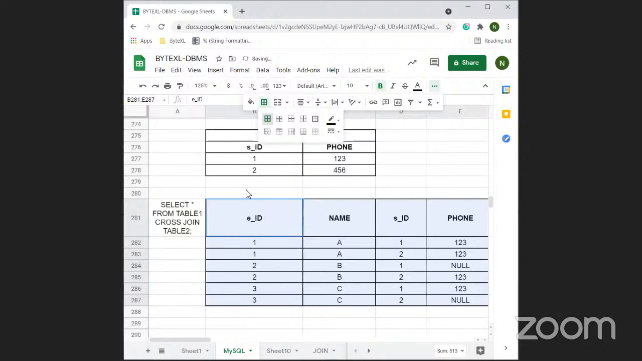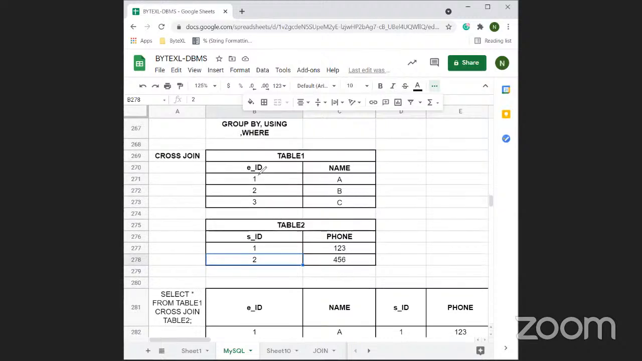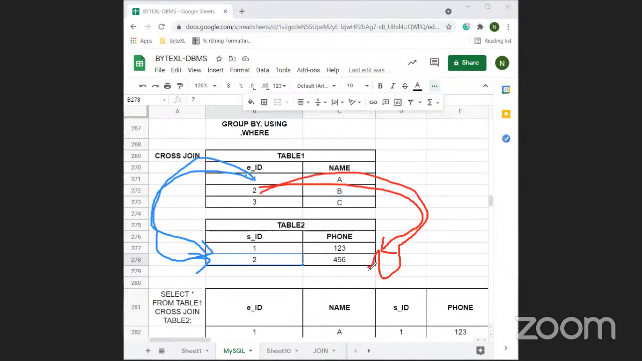Do cross join. If from normal mathematics, if you see, 1 will be mapped to both 1 and 2. Each value is mapped to all the two values of other table. Then 2 of this table is mapped to first value. Again 2 of this table is mapped to second value. Same thing should happen with 3 also. 3 is mapped to first value. 3 is also mapped to second value.